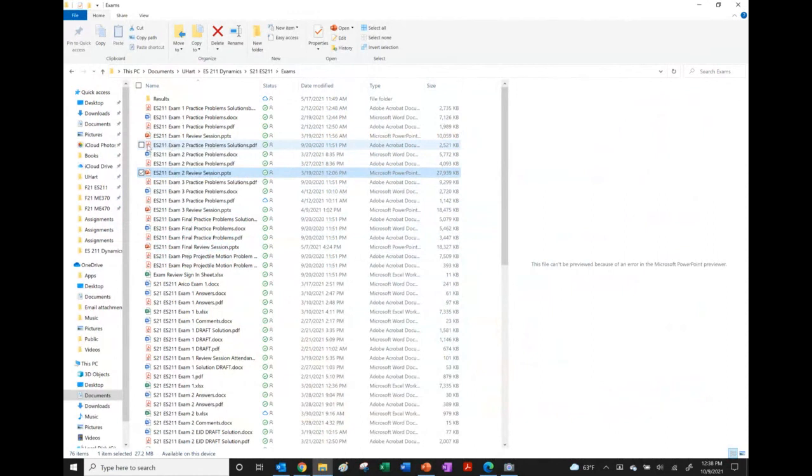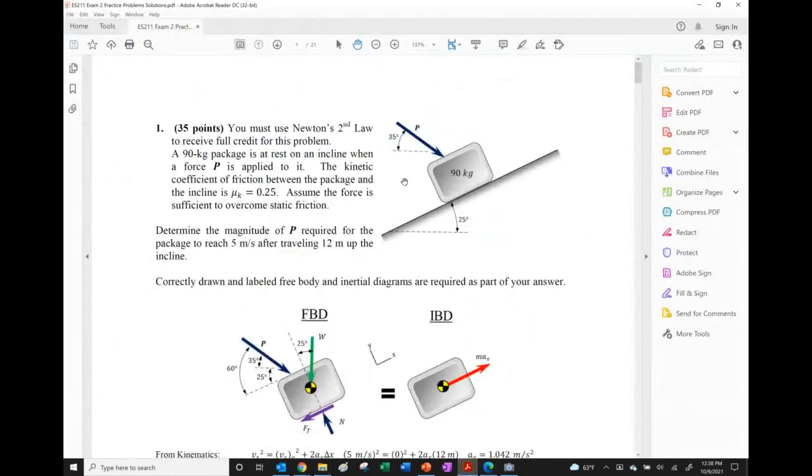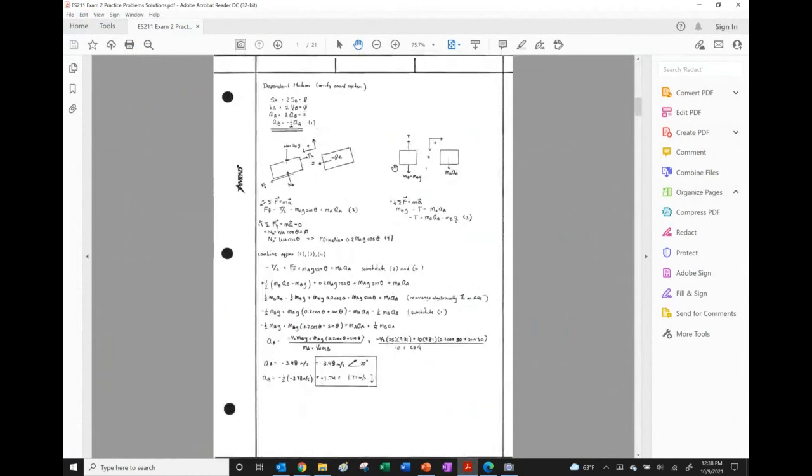Where are the solutions? Practice solutions. What did I do wrong? I don't know. Why won't this open up? There you go. Read quickly.